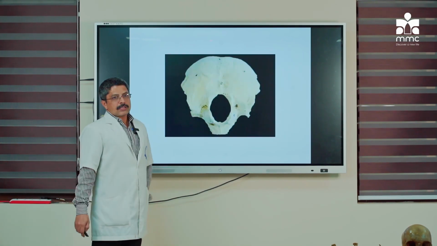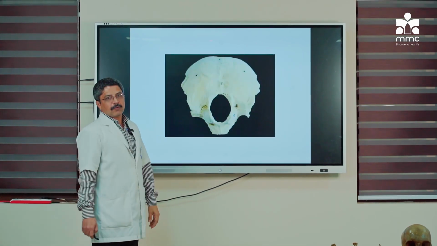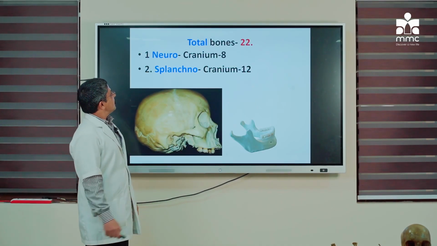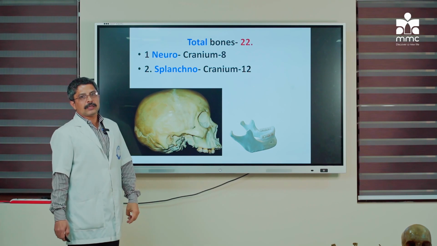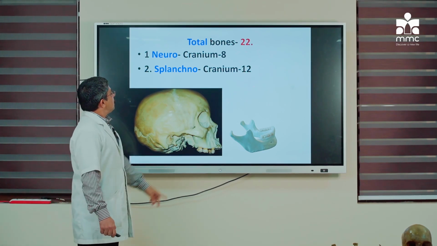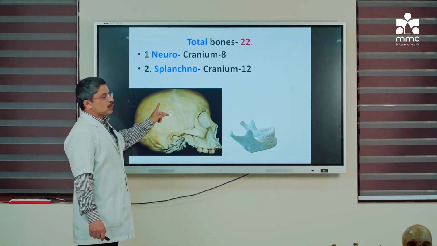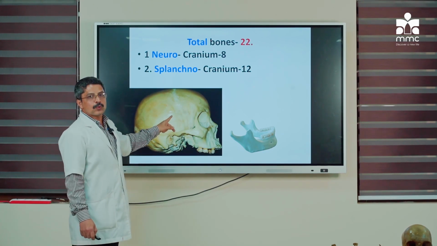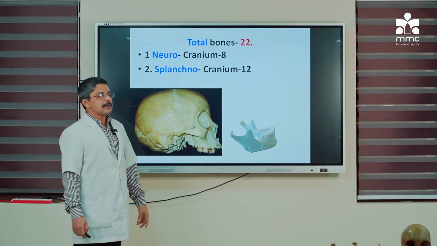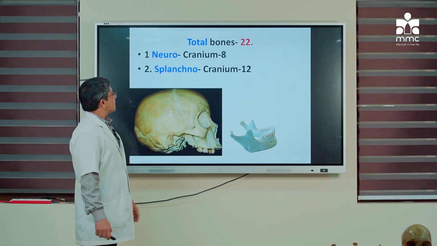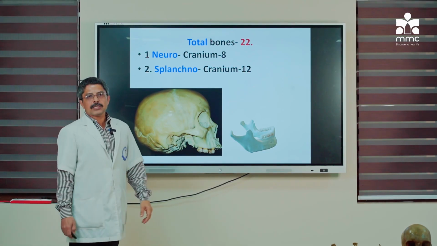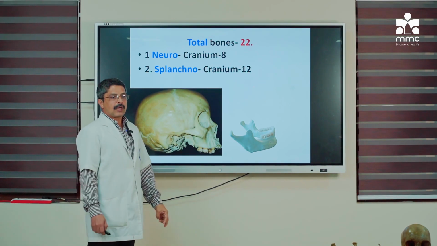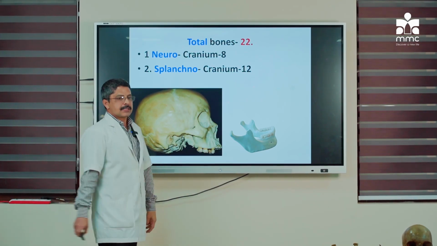This is the bone called the occipital bone, which is present in the posterior aspect. Hence this neurocranium has 8 bones: frontal, parietal 2 bones, occipital single bone, temporal 2 bones, ethmoid bone single, sphenoid single bone. And the splanchnocranium, which is protecting the orbit, nose as well as oral cavity and its contents.